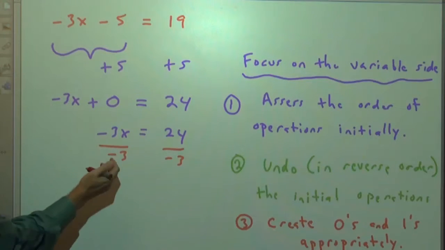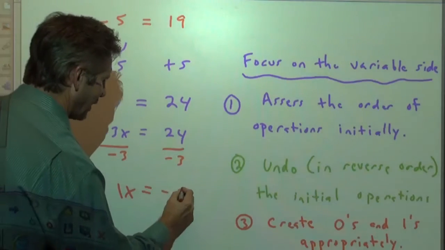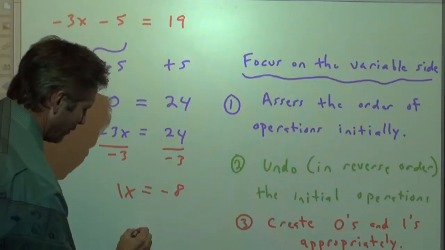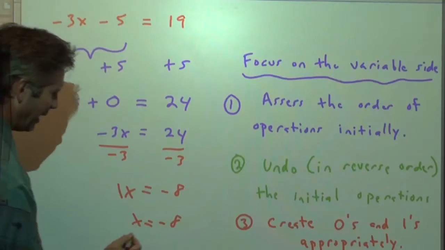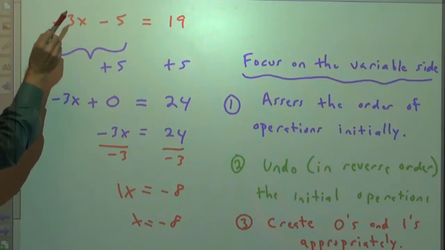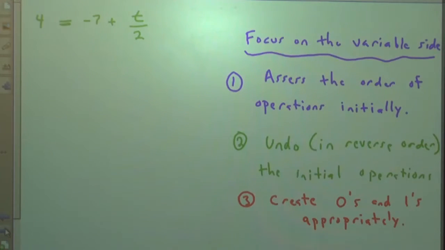Negative 3x divided by negative 3 is 1x. We created a 1 exactly where we wanted it. It's the multiplicative identity, so 1 times x is just x. We're left with negative 8. You can always check your answer. Put that back in. Negative 3 times negative 8 is 24. Minus 5 is 19.